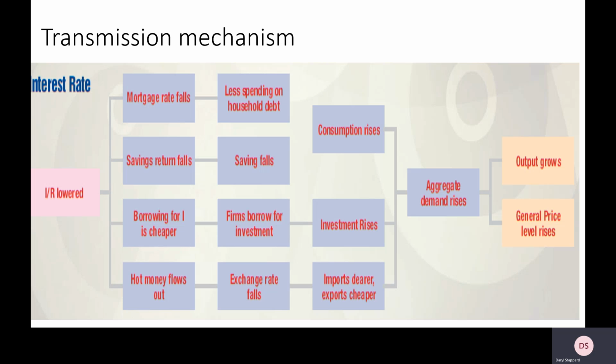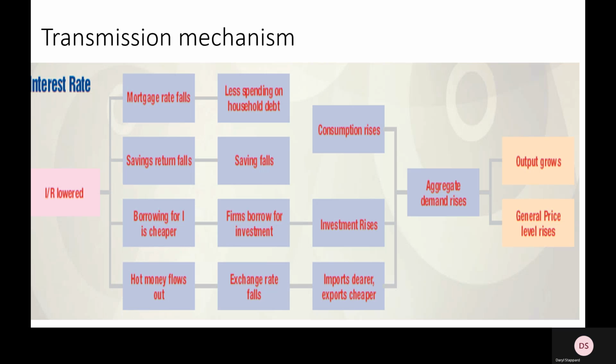So that would mean those with variable rate mortgages will see monthly repayments fall. People looking to buy their first home will also see their new mortgage costs be cheaper than what they were before. Now, this would then have the impact of reducing household spending on debt. If you're paying less for your mortgage, you've got more disposable income to increase your consumption of other goods and services.